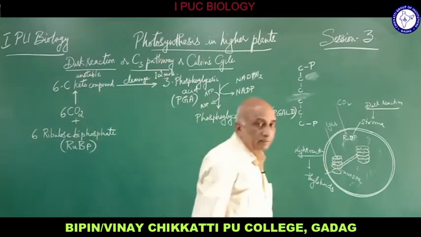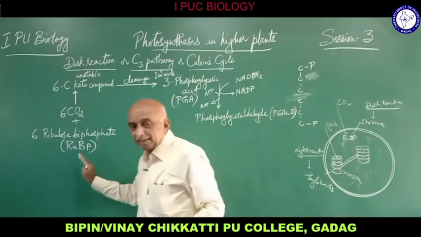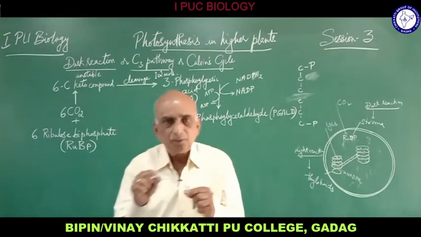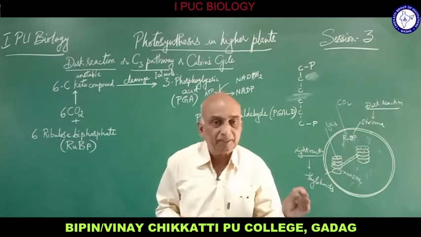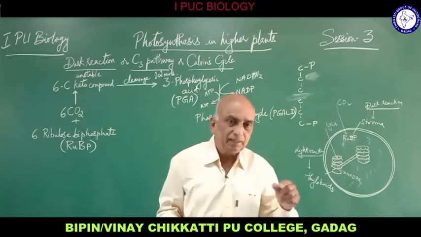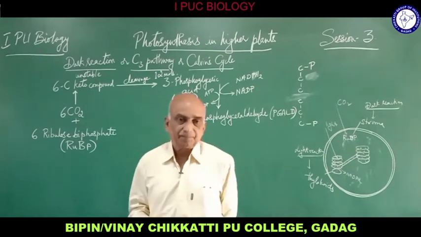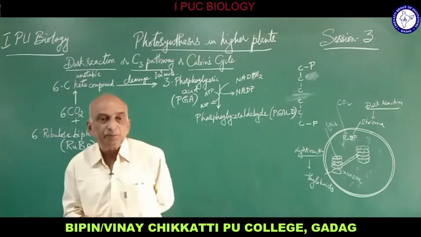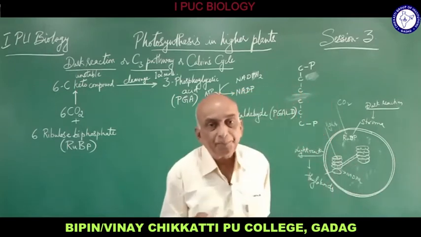So one by one, 6 turns it will take. It means that 6 RuBP and 6 CO2 will not combine simultaneously. 1 RuBP, 1 CO2 gives 2 molecules of 3-PGA. Next, another RuBP, another CO2, another 2 molecules of PGA. Like that, 6 turns are taking place where 6 CO2 and 6 RuBP are used to produce 12 PGA.